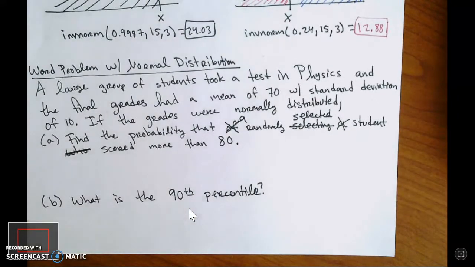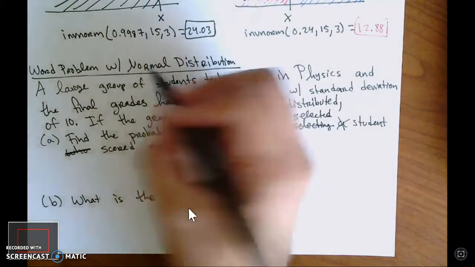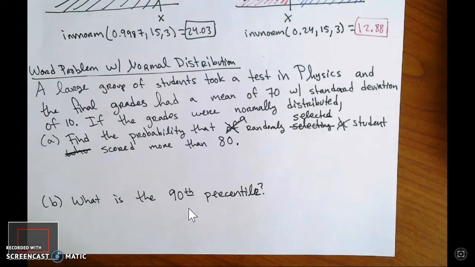All right. Anyways, okay, so this is the problem that we want to do. We want to go ahead and do this word problem with normal distribution. So this says a large group of students took a test in physics and the final grades had a mean of 70 with a standard deviation of 10. If the grades were normally distributed, find the probability that a randomly selected student scored more than 80. Okay, so that's what we want to figure out.